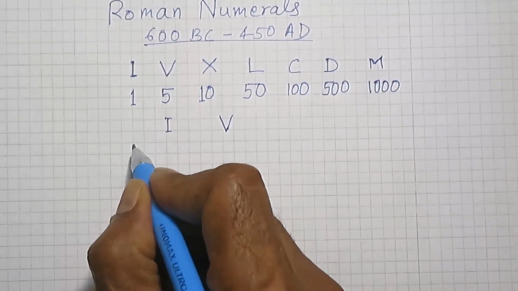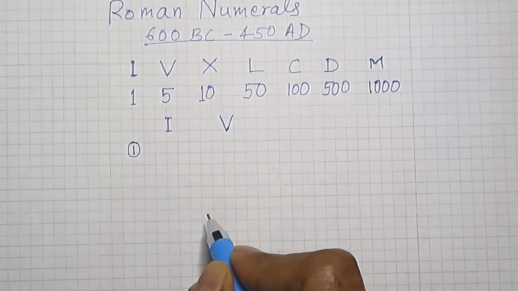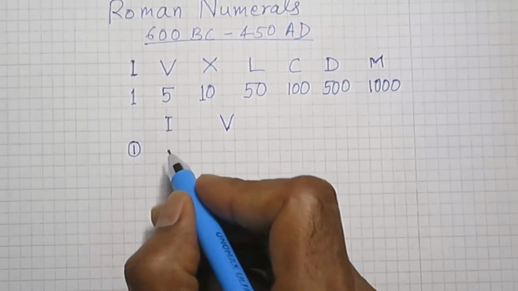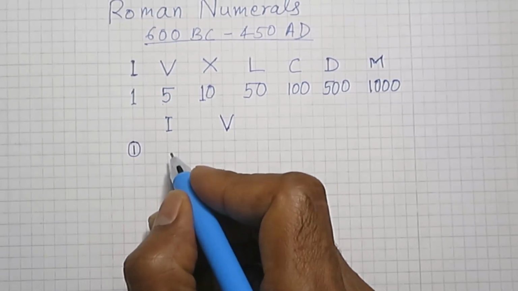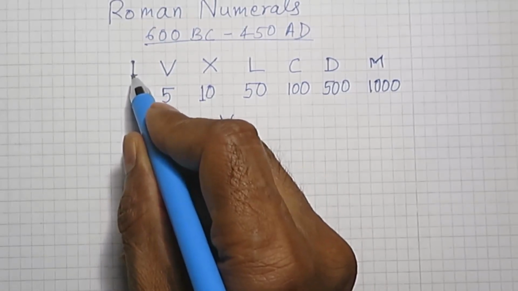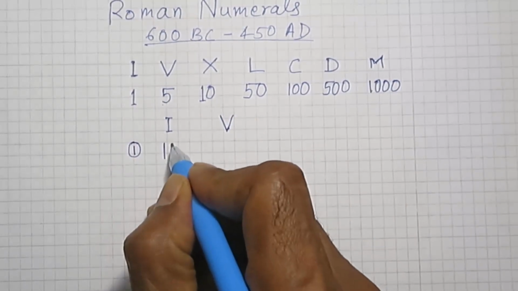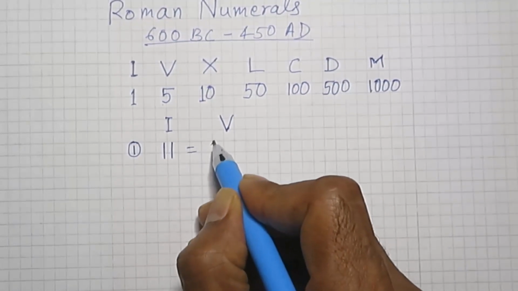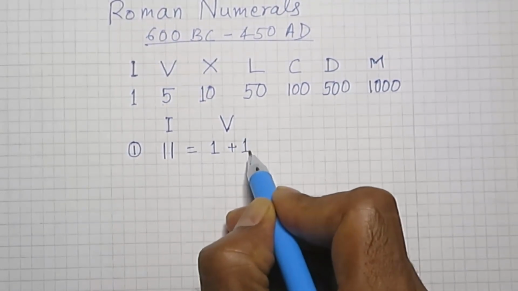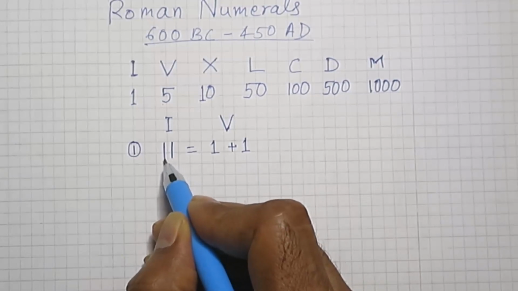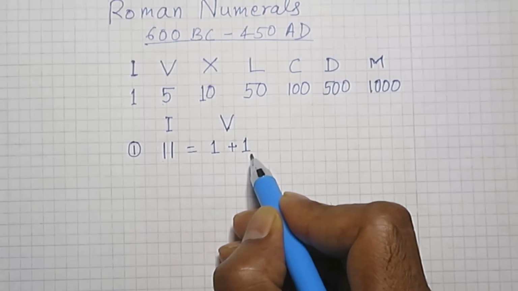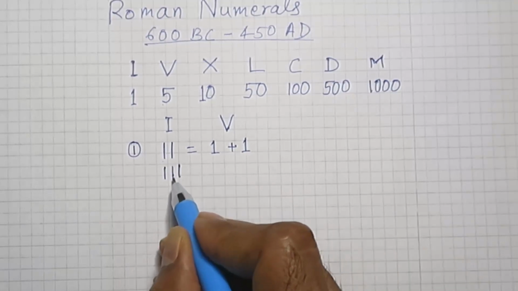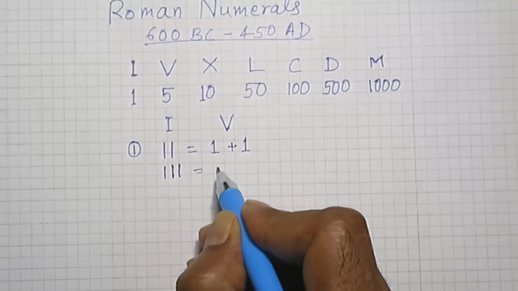So rule number 1 was that you can repeat the numerals and that will mean addition. So repetition of a Roman numeral means addition. For example, if I repeat I and I, it means adding 1 plus 1. So that means it is 2. So if you write II, that means it is 2. Then if I repeat I 3 times, it will be 3.